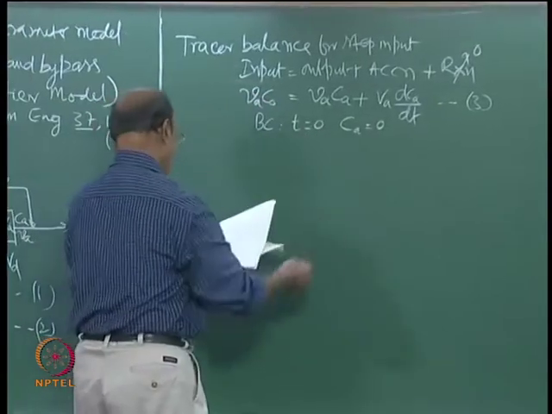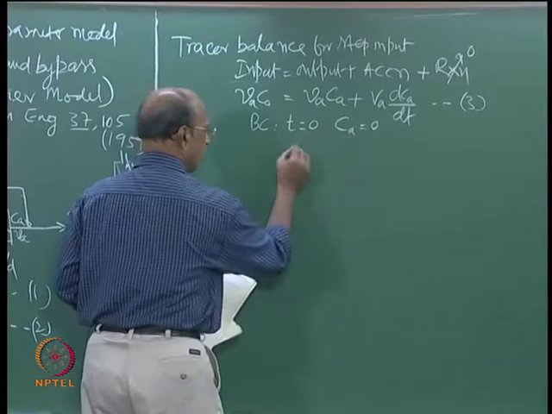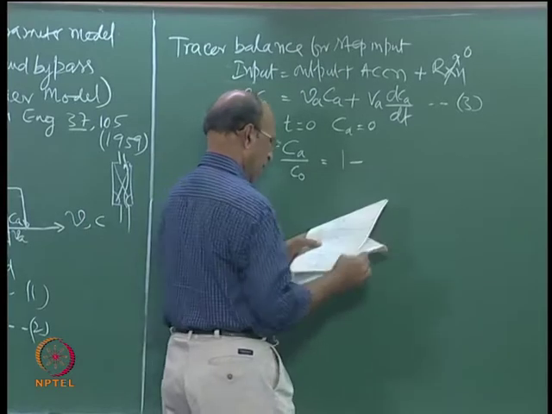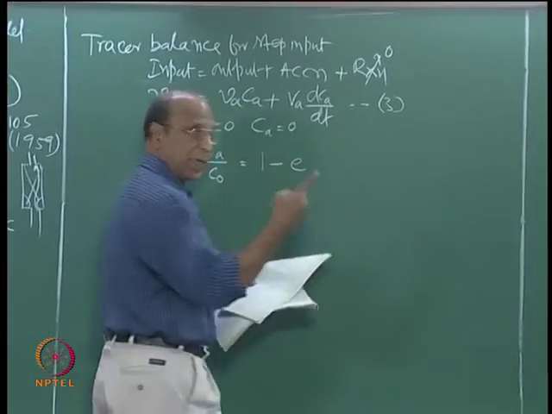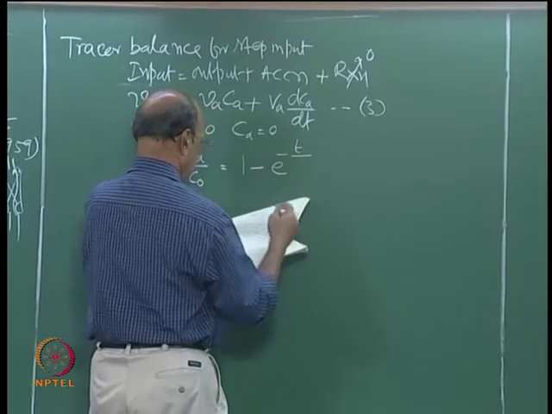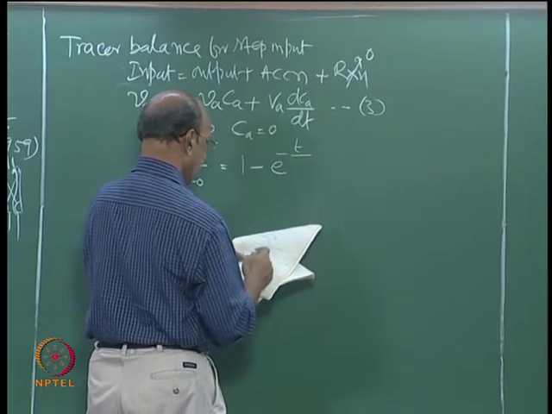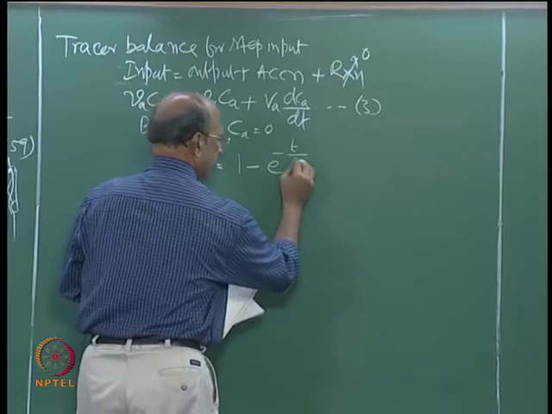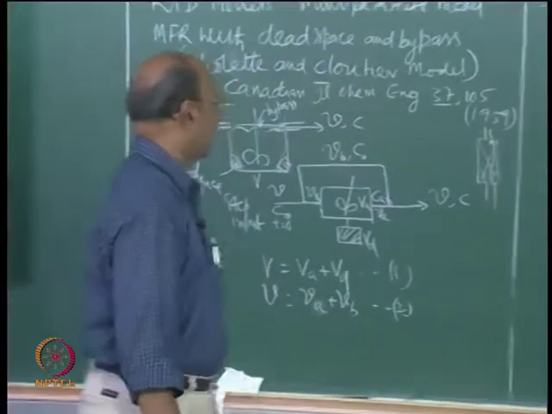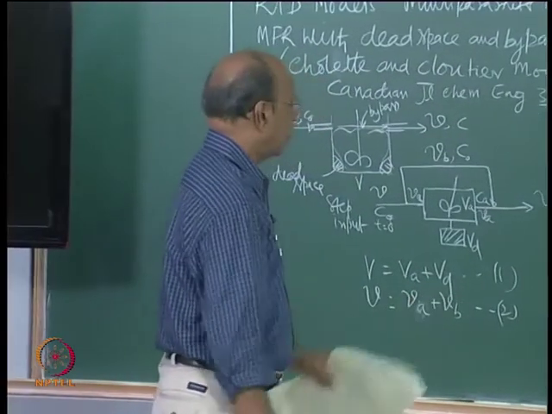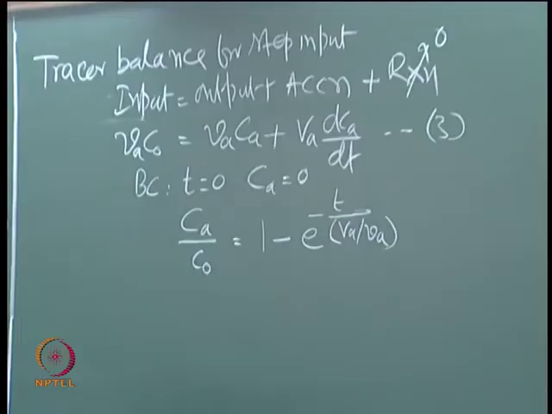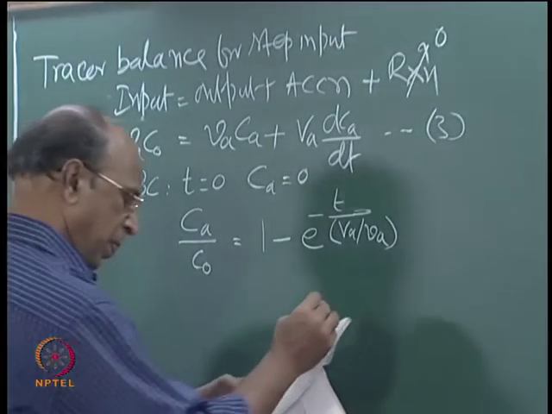Now when I solve this, we already have this solution: C A by C naught equal to 1 minus e power minus t by t bar. Here that t bar will be capital V A by small v A, that is t bar A if you want, right? So, this equation is equation 4.